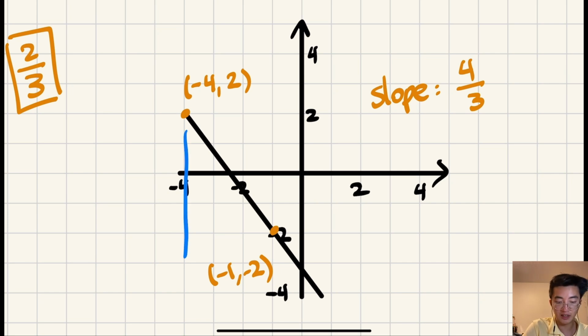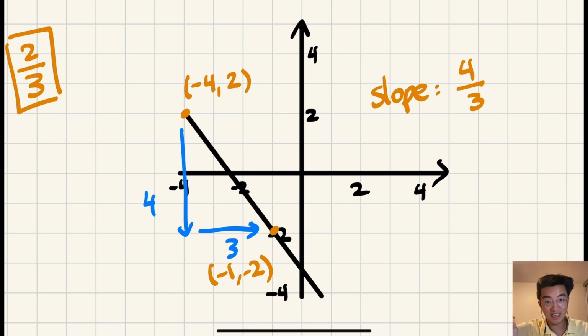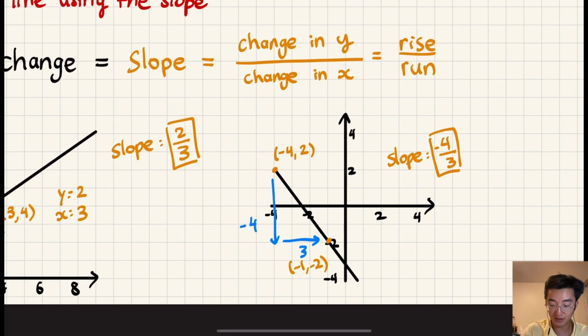So the changing y is 4. The changing x is 3. But we notice that we're actually going down on the y-axis, which means that we are going by negatives. So instead of saying changing by 4, we are saying changing by negative 4, because y is going down, it means y is decreasing. So our slope is negative 4 over 3, just like that.